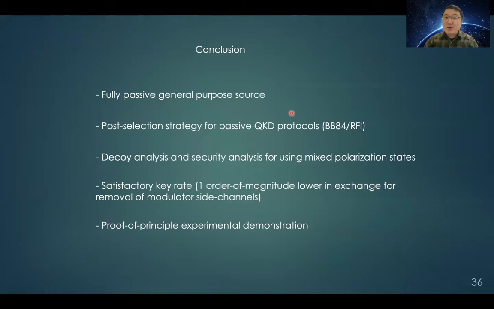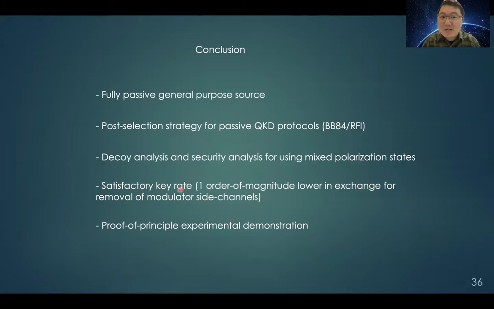As a conclusion, we have shown that we can construct a fully passive general-purpose source that can arbitrarily create any polarization and any intensity. We designed a set of post-selection strategies to enable passive BB84 and passive RFI QKD. We have also shown some tricks to enable decoy-state analysis, and we argue that the security analysis still holds true even if there are mixed polarizations in your single-photon states.